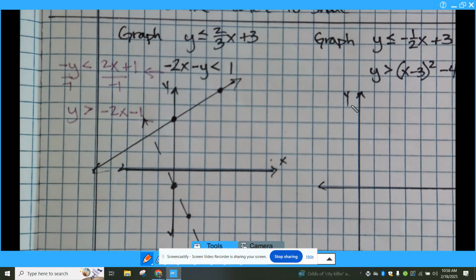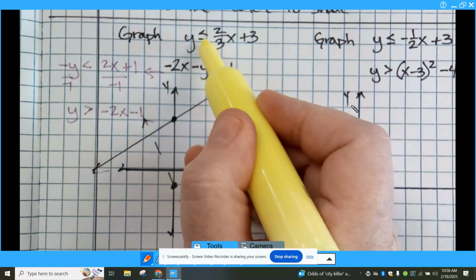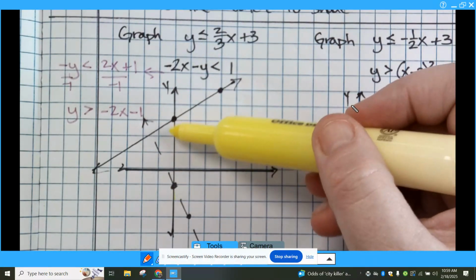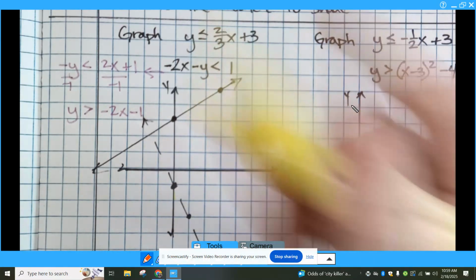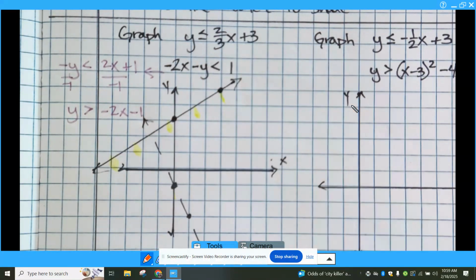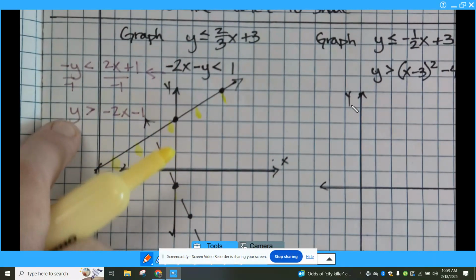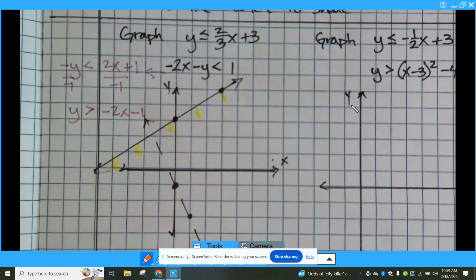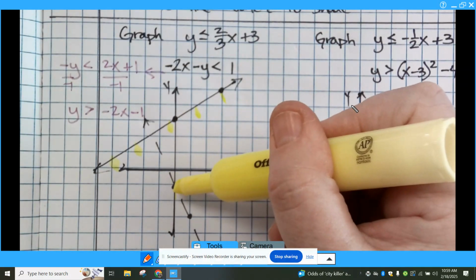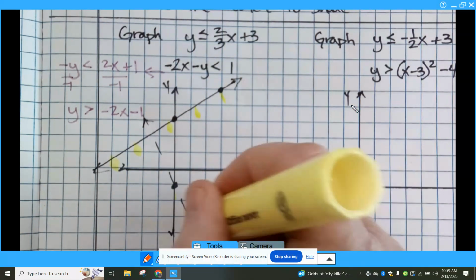So if we're looking at the top one, y is less than. I always look at the y-axis. Y gets smaller going down. So I would shade going down. So I'm just going to mark it like that. Okay, it would be on that side. If I look at now what I wrote as purple, y is greater than, that means y is bigger. So here's my line, and y gets bigger going up. So I would be on this side.